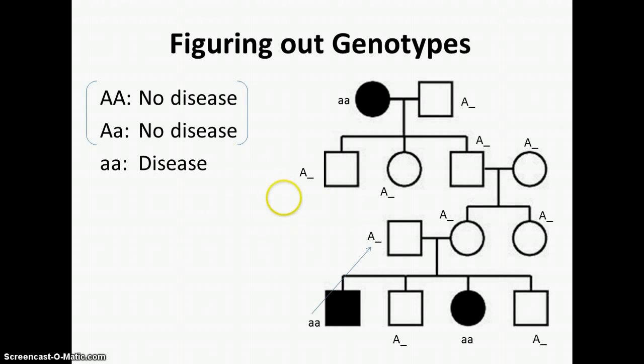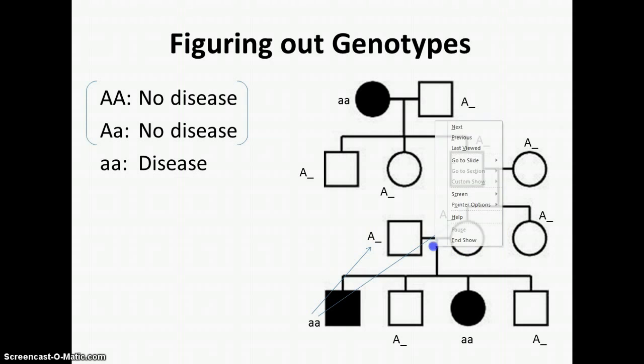So the easiest way to do it is to find someone who's little a, and figure out where those little a's came from. So one little a must have come from the dad, and one little a must have come from the mom, because this child got their two little a's, one from mom, one from dad. So then I can fill in those two. They have to be big A, little a.